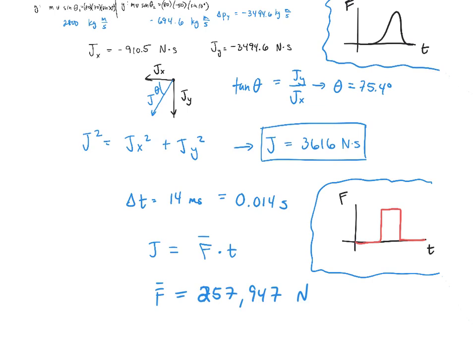Now, your mass is 80 kilograms, right? Divide by 80. When you divide force by mass, what do you get? What's the acceleration, Chip? 3,224. Divide that by 9.8. 329 G's.